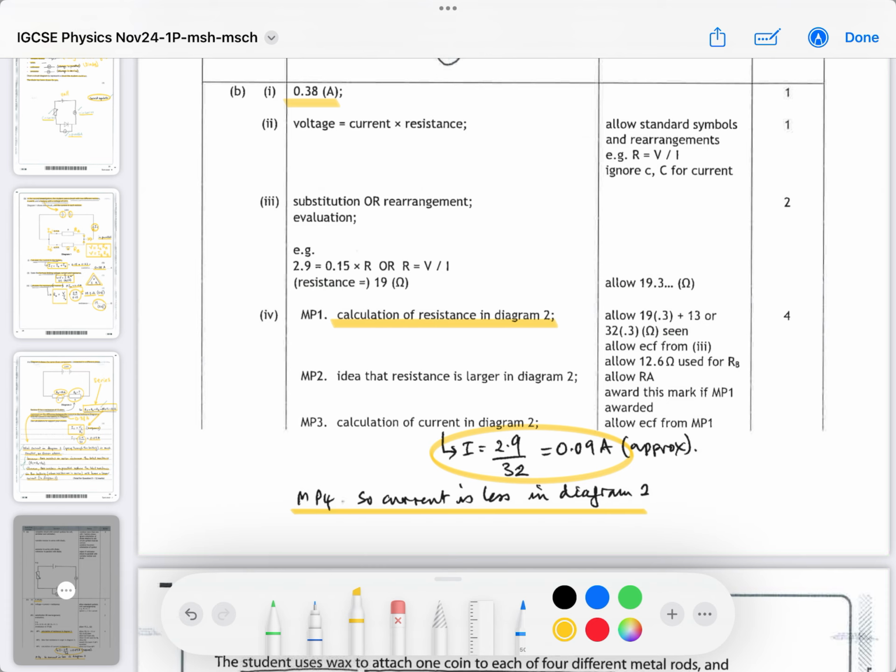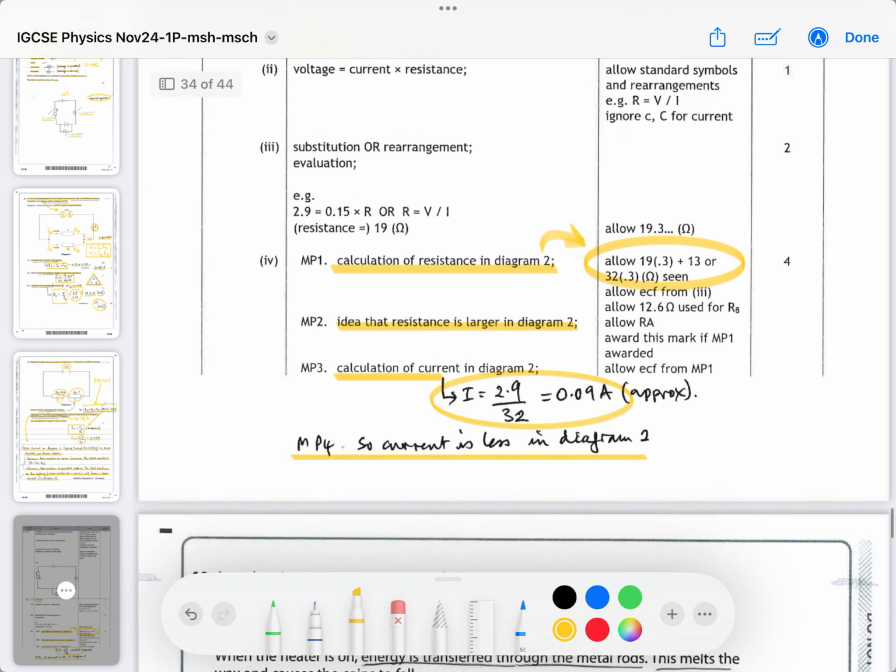So they want you to say, calculating the resistance in diagram 2, which I showed you is 19 plus 13 equals 32. So if you've shown how you got that, you'll get 1 mark. Then the idea that the resistance is larger in diagram 2, commenting on it, and the calculation of current in diagram 2 to give you a bit more detail, and then the conclusion, so the current is less in diagram 2, will get you the 4th mark. Okay?